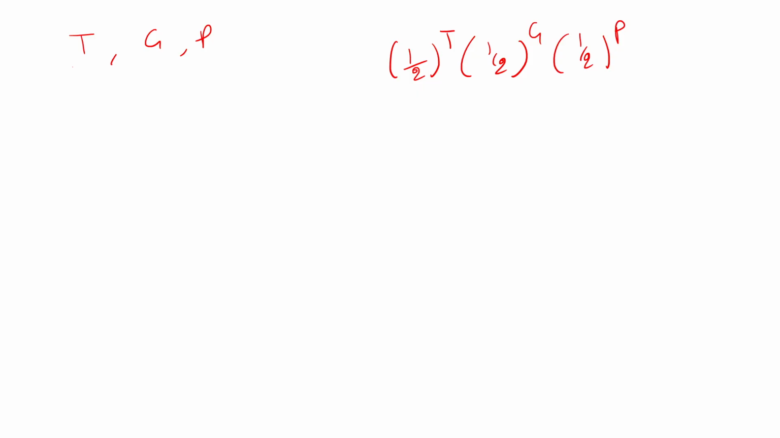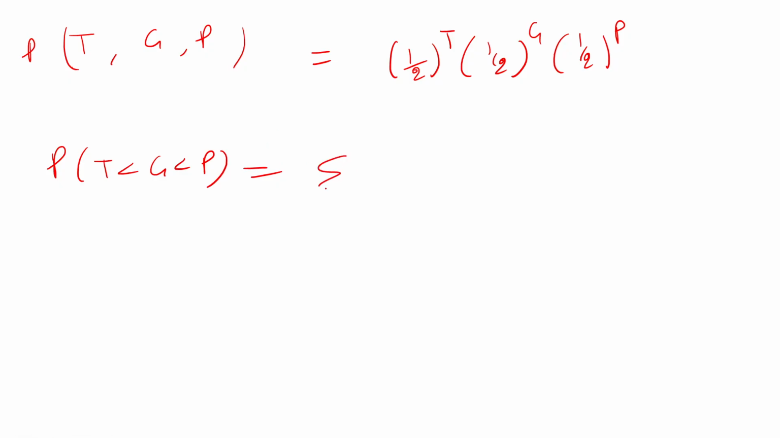Now we are fine with t having any value from 1 to infinity, right? And we are fine with g having any value as long as it's greater than t, and we are fine with p having any value as long as it is greater than g. So this is the probability of a particular t, g, p. So we have to sum all that, the probability of t less than g less than p.